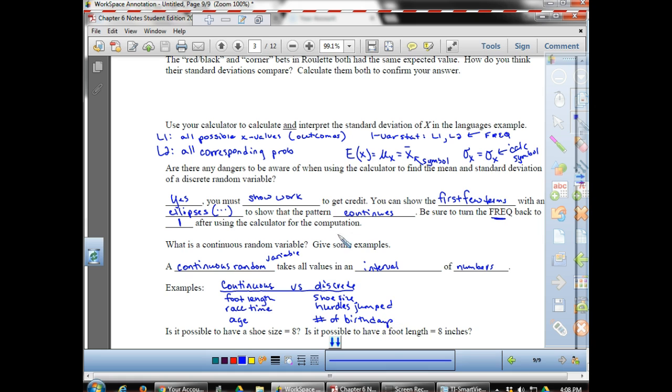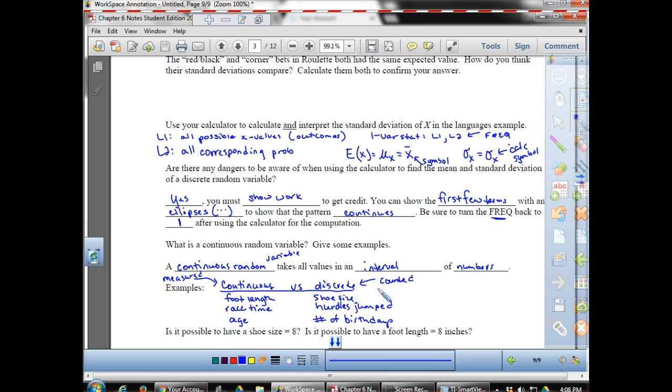So the main takeaway is to know that continuous is something more measurable. So put measured here. And then discrete is something more countable. So that's going to help you understand that.